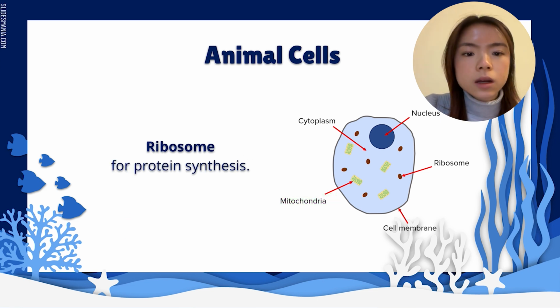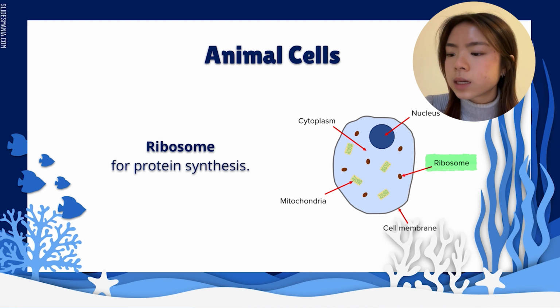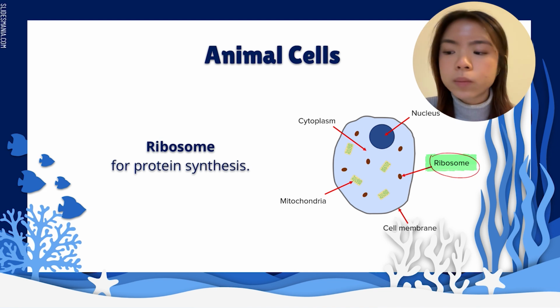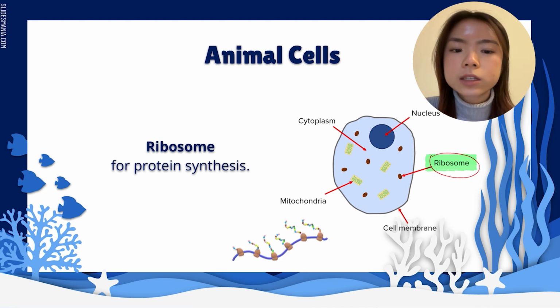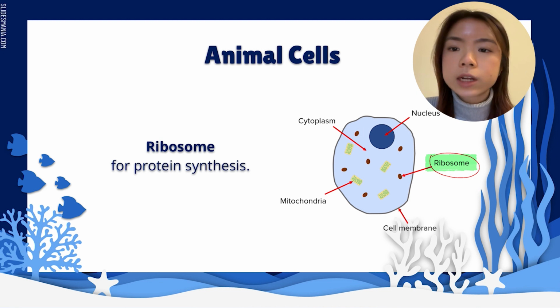The next organelle that we're going to talk about is the ribosomes. The ribosomes we can see on this diagram are the little brown circles. And this is where protein synthesis takes place. So synthesis means the production of. So this is where we're making proteins needed for the cell.